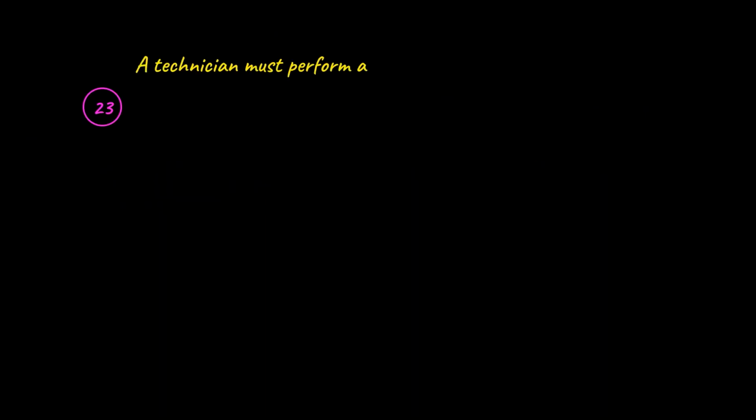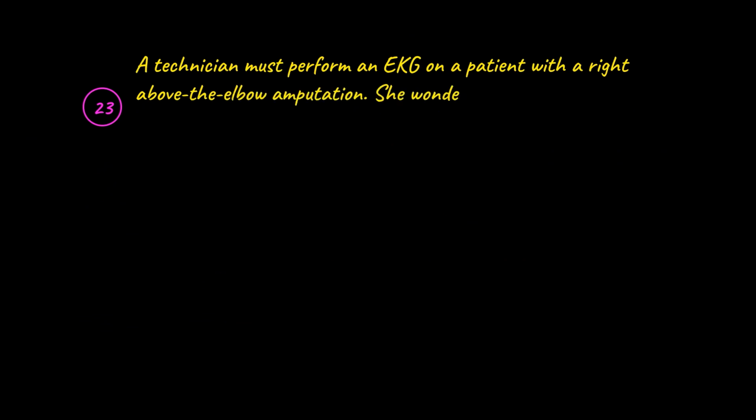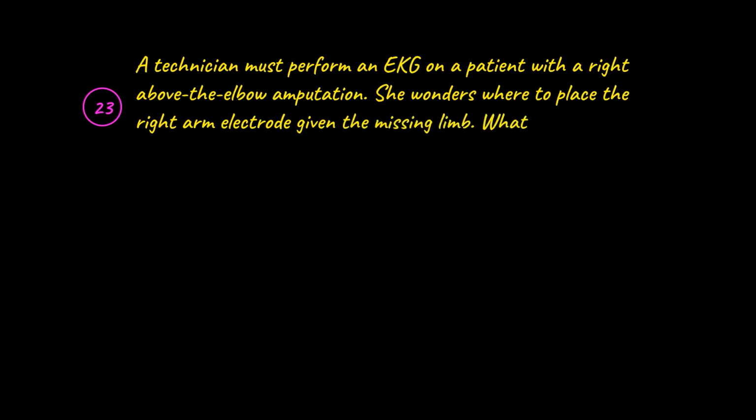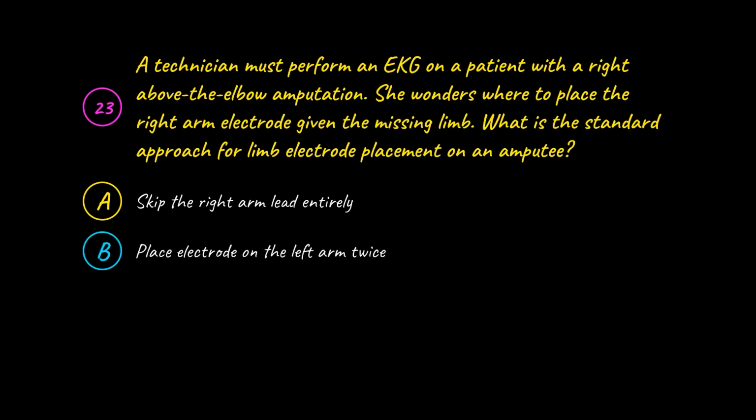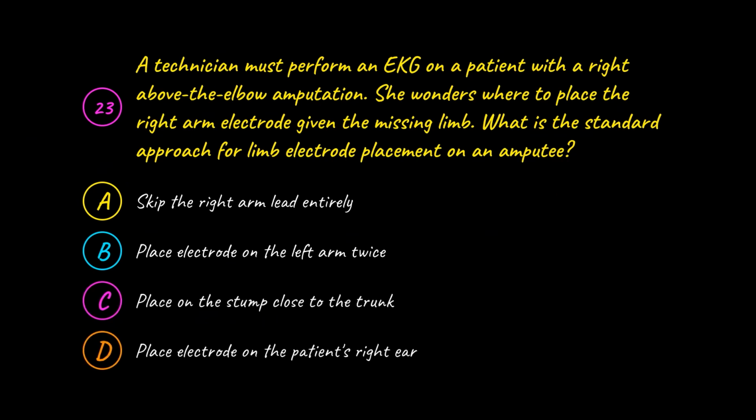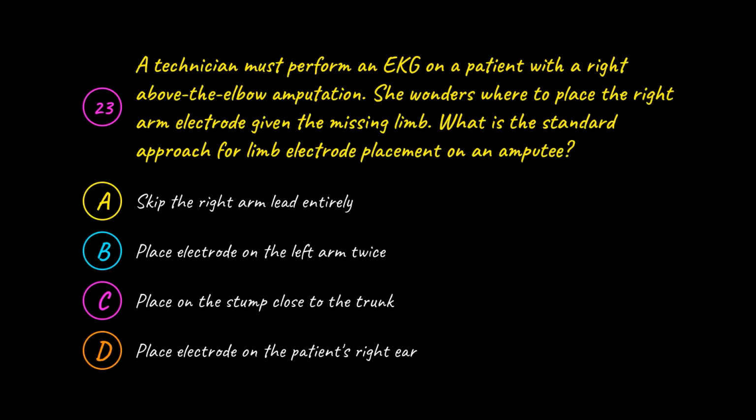Question 23. A technician must perform an EKG on a patient with a right above the elbow amputation. She wonders where to place the right arm electrode given the missing limb. What is the standard approach for limb electrode placement on an amputee? Your options are A. Skip the right arm lead entirely. B. Place electrode on the left arm twice. C. Place on the stump close to the trunk. D. Place electrode on the patient's right ear. Don't overthink it. Which one feels right?